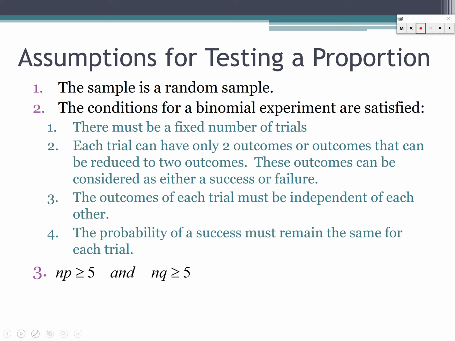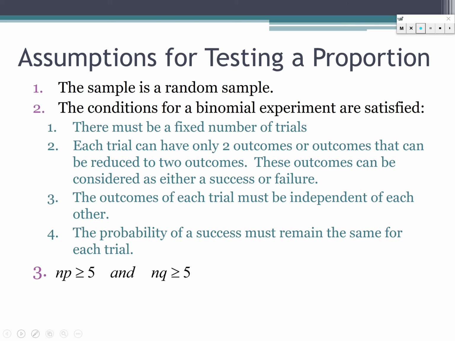And you have n times q. Remember, q would just be our probability or our proportion of failure versus success. So p would be our proportion for our successes, so how many objects in our trial possess the characteristics that we are interested in. And then q would be your proportion of failure, which would be how many objects in our study or our sample do not possess the characteristic that we're interested in.